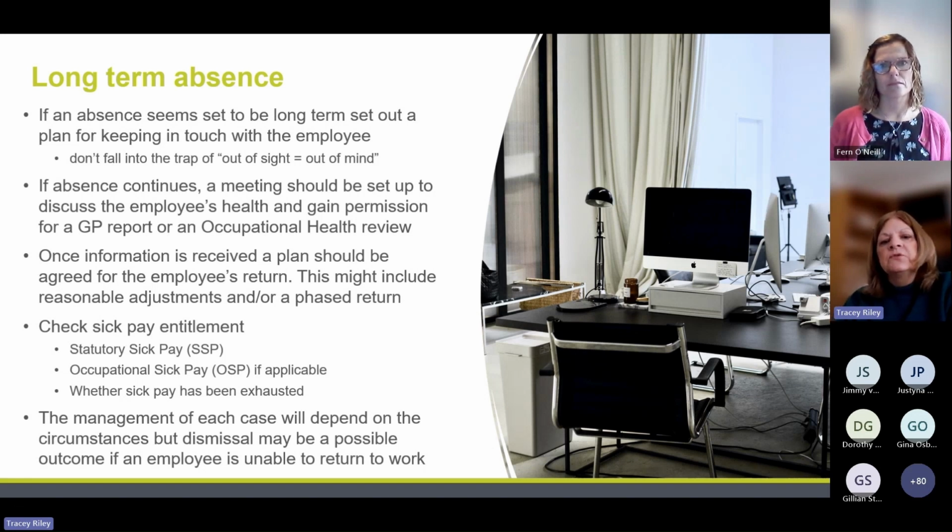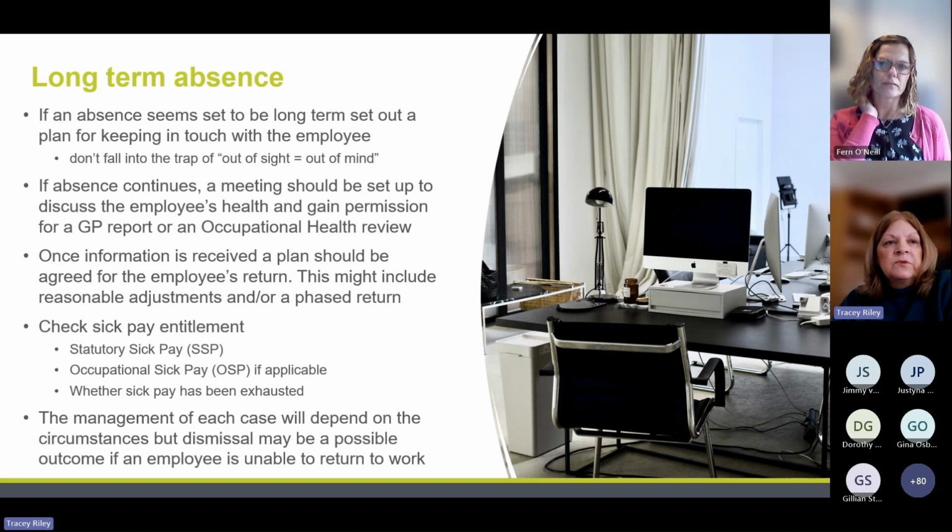There's nothing worse than trying to pick up a process with an individual if you have not spoken to them for several months and then you suddenly need to deal with it with a procedure. So keep in contact with them so that you're up to date on their current situation. So if that absence continues, set up a meeting with them to discuss their health. We would term this as a welfare meeting. And at this point, you might want to gain permission to get that GP or occupational health review.